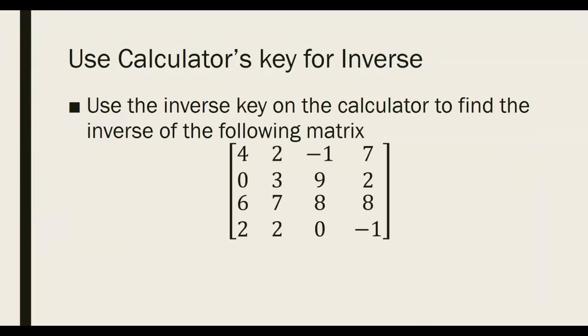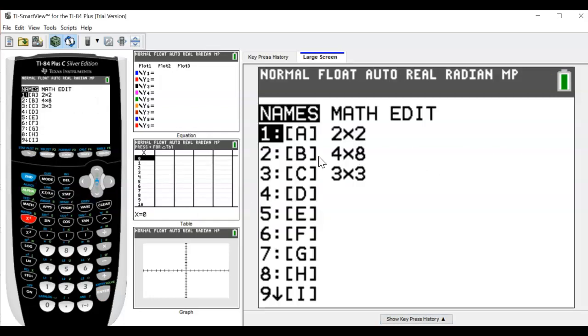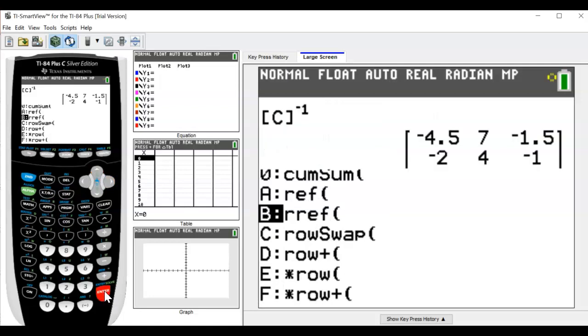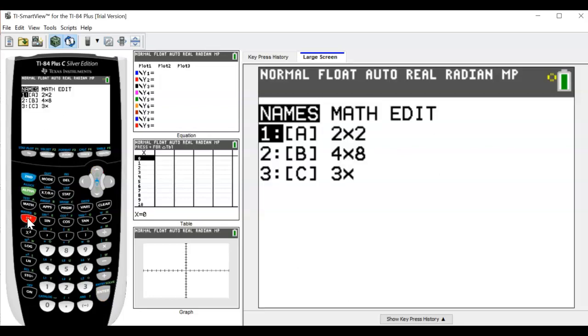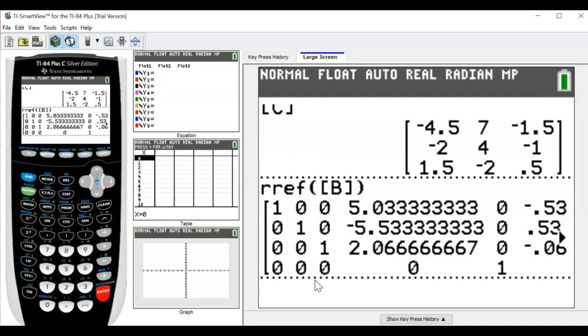Now, let's also go to this one, the 4, 2, negative 1, 7, 0, 3, 9, 2. If you remember, this matrix was the one that did not have an inverse. I put this matrix into, I believe it was, matrix B on my calculator. Yeah, there it is, matrix B. So just to remind you what we did earlier, we row reduced the matrix B, and the first four columns were not the identity. Therefore, we know that this is not invertible. The original 4 by 4 matrix was not invertible. We had this free variable. We know we're not invertible.